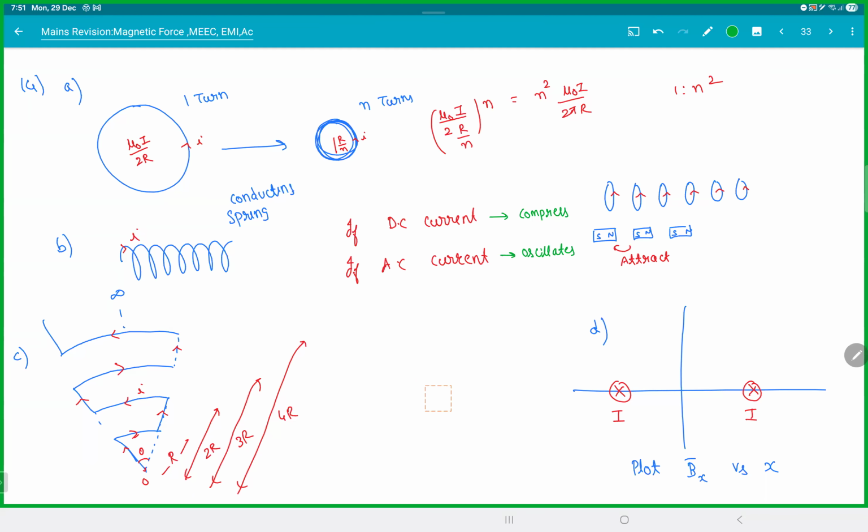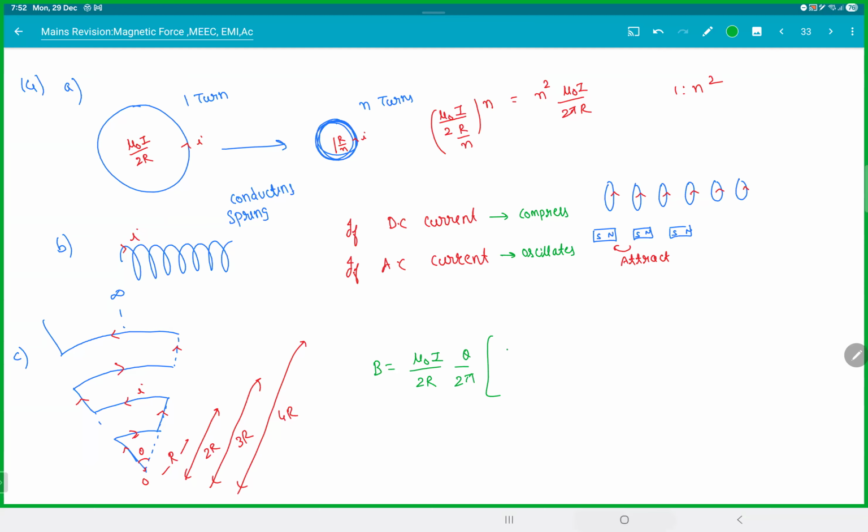What about this one? If you remember the formula, mu naught I by 2r times theta by 2 pi. This will be 1 minus 1 by 2, plus 1 by 3 minus 1 by 4, and so on. This is nothing but ln 2. Remember, that's the ln 2 series. So that's an easy one.